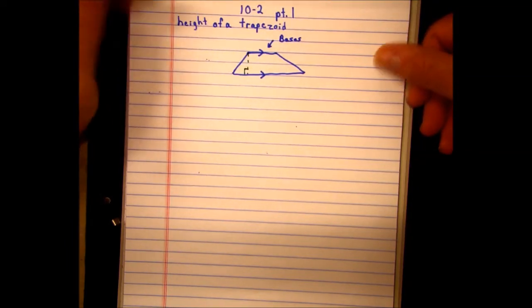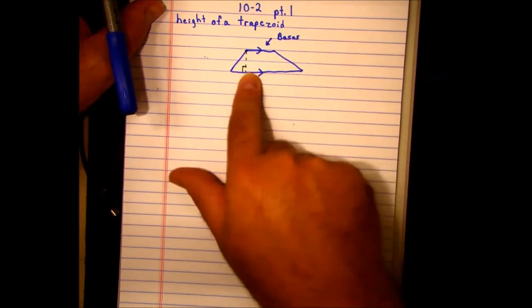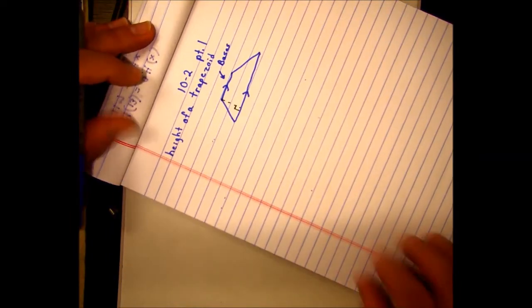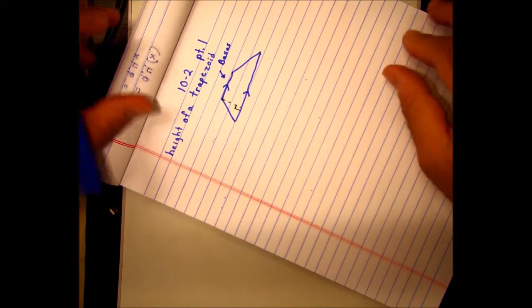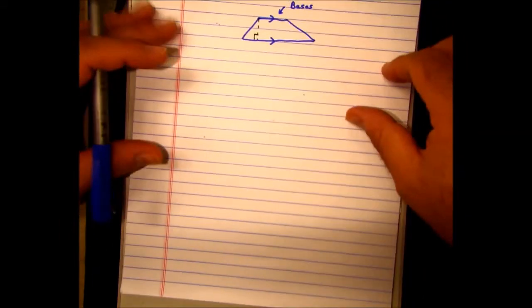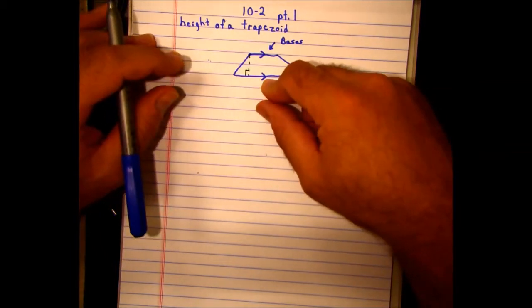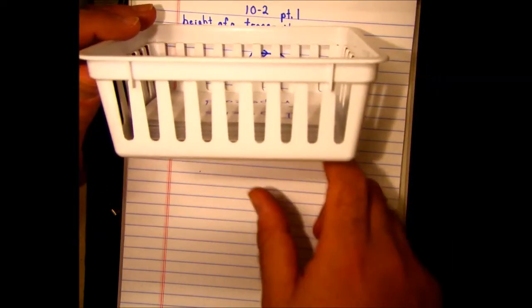Now, remember, this does not mean that every side like this one is the base. Even if I turn the figure, the sides that are parallel are called the bases. So it's what's parallel, not what you see or how you see it. For example, most of you, if I showed you this, would say this is the base.